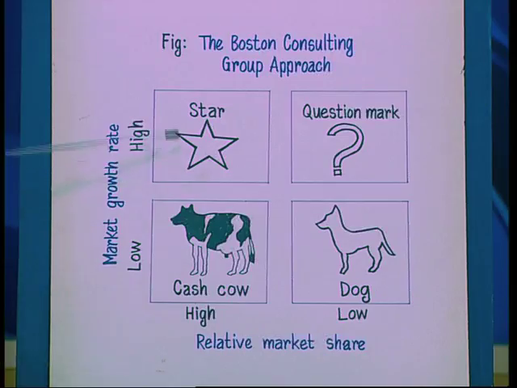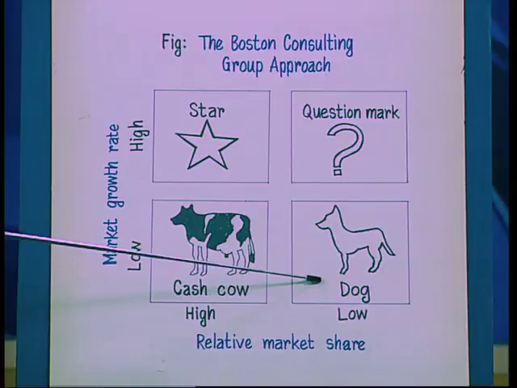The first one is stars, second cash cows, third question marks, and fourth dogs. Dear learners, now we will see the figure which actually shows the Boston Consulting Group approach. In this approach, there are four business portfolios. First one is stars, second cash cows, third question mark, and fourth dog.